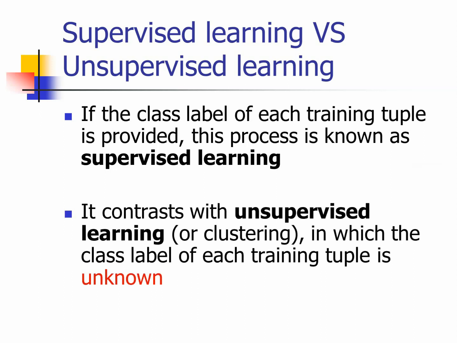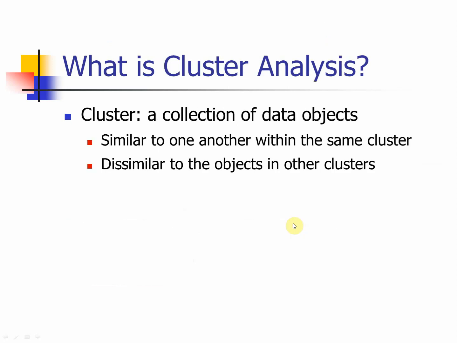On the other hand, if no labels are provided, this is what we call unsupervised learning. And basically, this is going to be the major category of the things that we want to learn in this topic. So what is clustering?